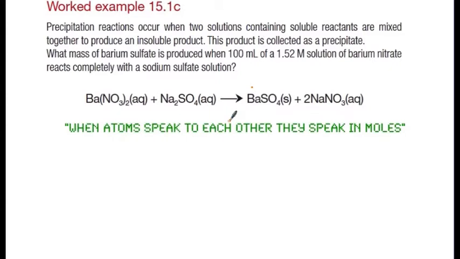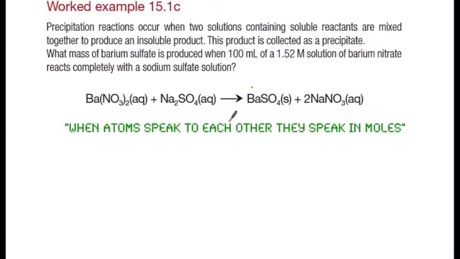Why are we so pedantic about balanced chemical equations? Because if you look at a chemical reaction, it's all about the number of atoms that react. If you've got masses, if you've got volumes, that's no good. Why? Because different atoms weigh different amounts, and different solutions have different concentrations of atoms present. And a wise man once said, when atoms speak to each other, they speak in moles.